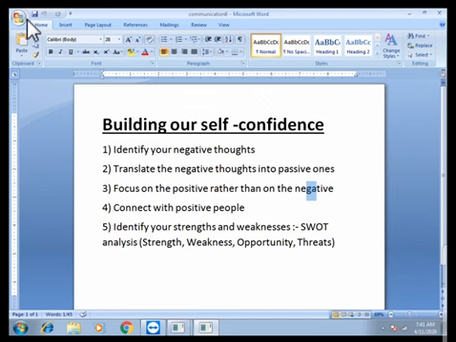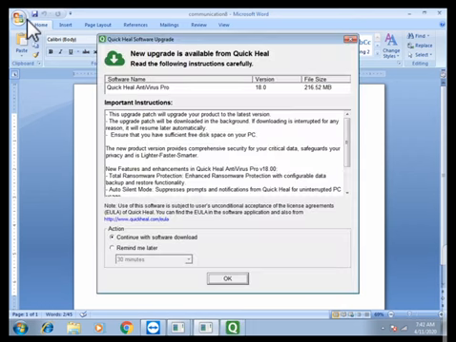Fourth, connect with people. Build a positive network of people around you and make it a personal goal that you will spend time only with encouraging and motivating people.